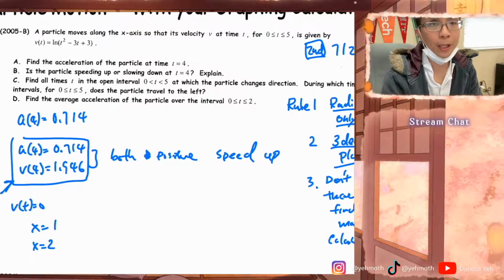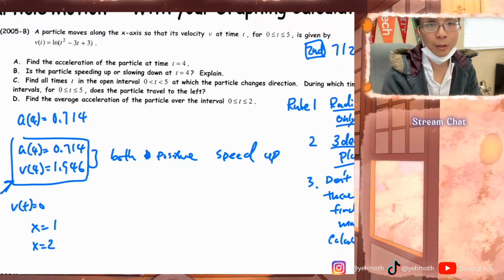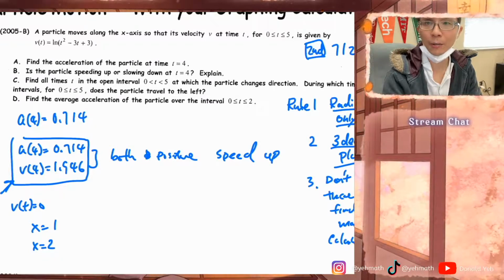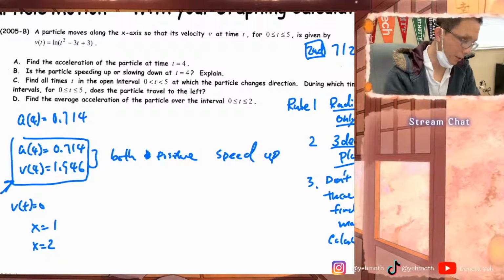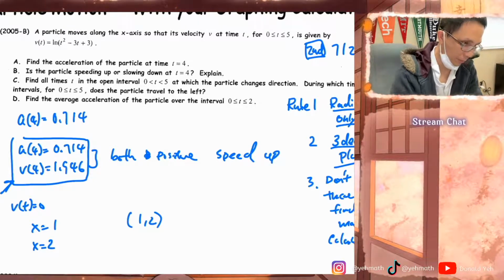So the particle changing, does the particle travel left? During what interval does the particle travel left? Basically, it's going to travel left when v is less than 0. So it's going to travel left between 1 and 2.